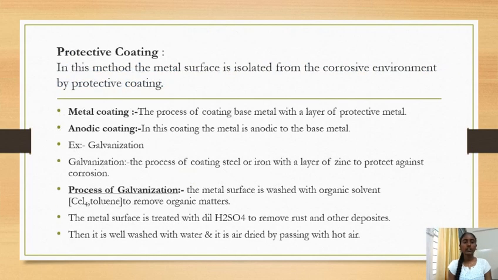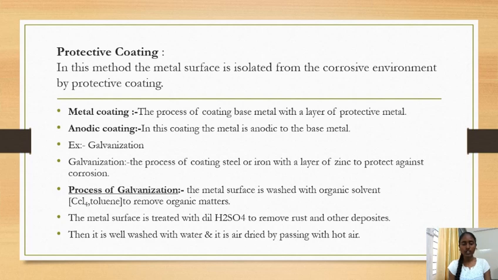Protective coating. In this method, the metal surface is isolated from the corrosive environment by a protective coating. Metal coating means the process of coating a base metal with a layer of protective metal. Anodic coating means the coating metal is anodic to the base metal. An example is galvanization. Galvanization means the process of coating steel or iron with a layer of zinc to protect against corrosion.